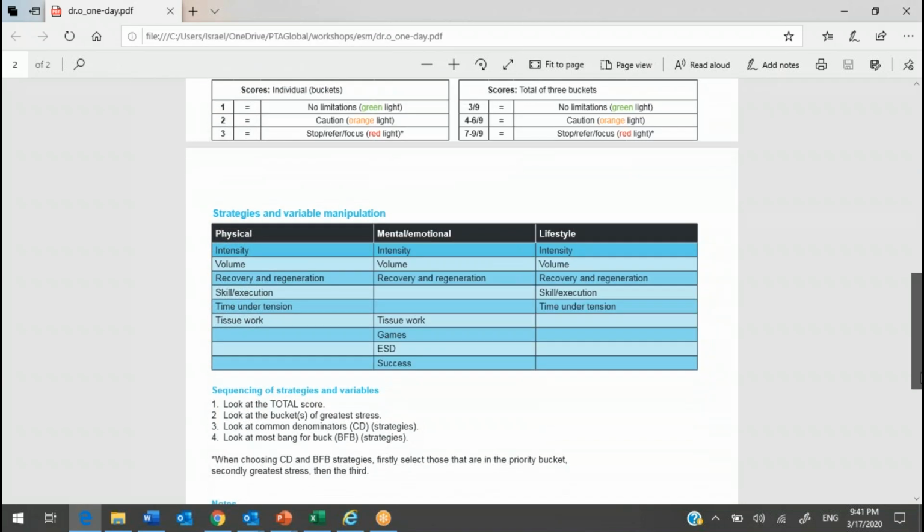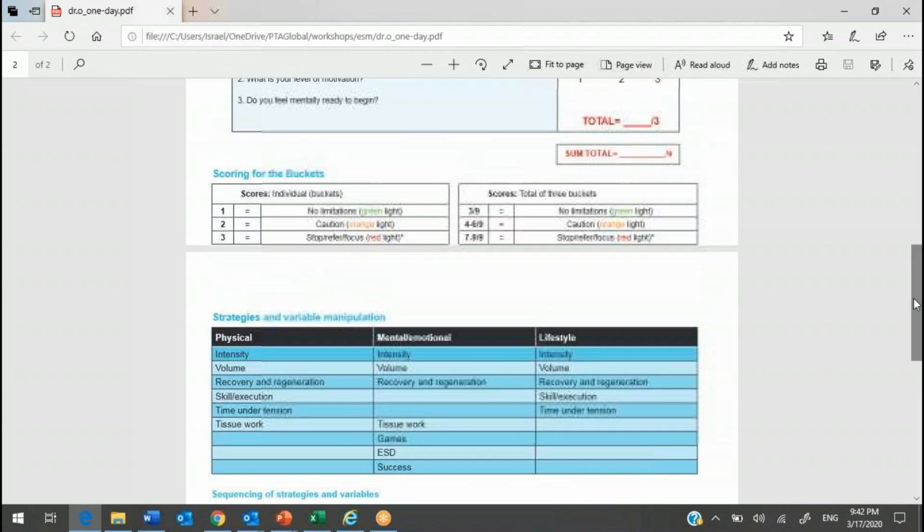And so this is kind of our cheat sheet here as far as the physical, mental, emotional, and lifestyle strategies for the numbers that we see here. That would be caution, stop, refer, focus, right? So what I want to direct your attention to is kind of the top 3, which when we look at this is kind of our bang for our buck. We get the most bang for our buck.